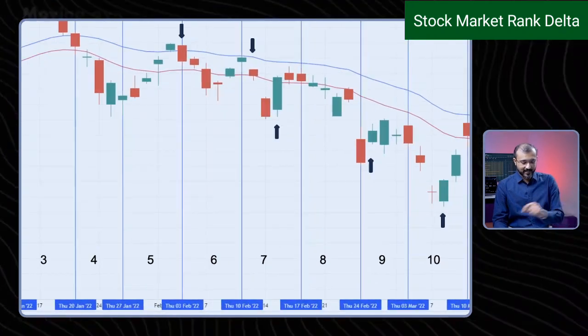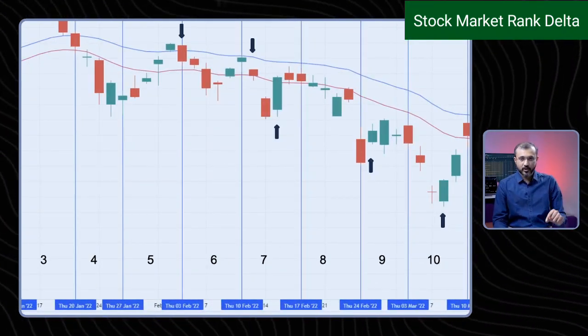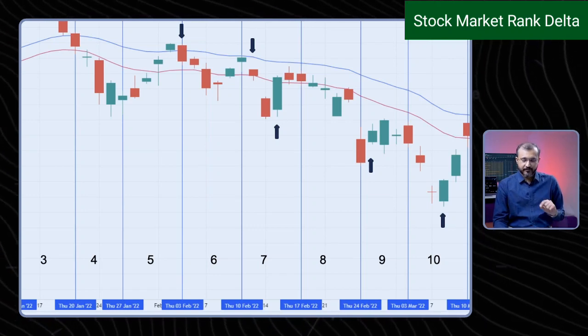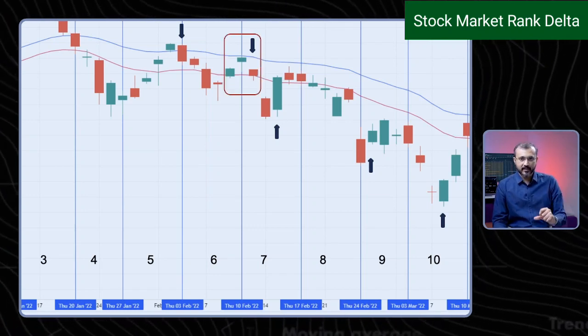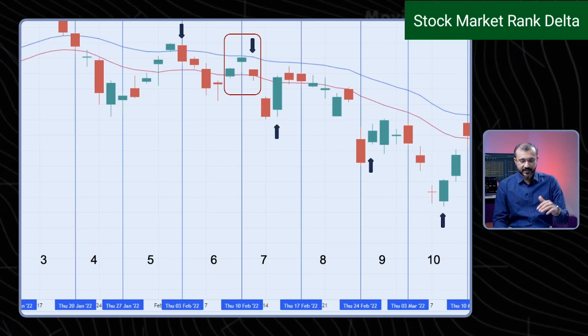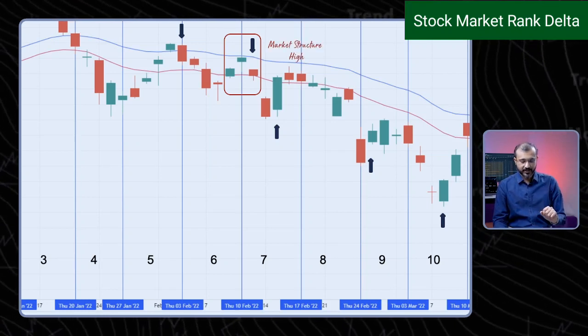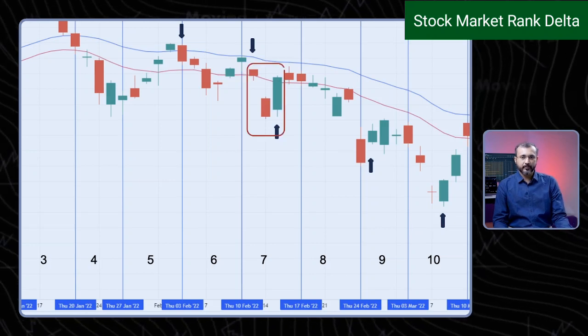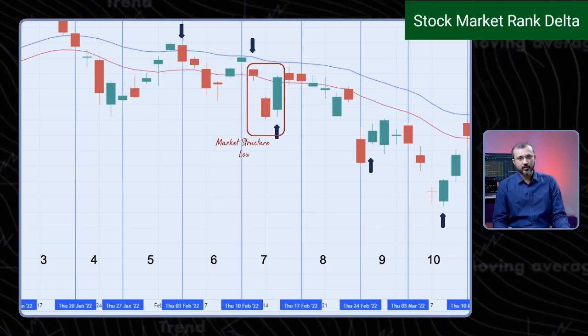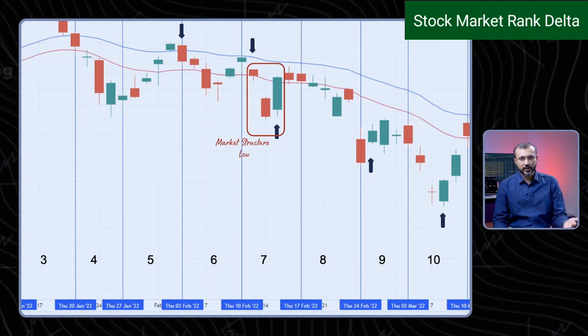So coming to the next example, which is on 10th of Feb and 11th of Feb. If we see here, we have two bullish candles and the third candle is a bearish candle with a gap down. This also is collectively forming a market structure high. So on 15th of Feb, we have a market structure low. We have two bearish candles and a bullish candle.